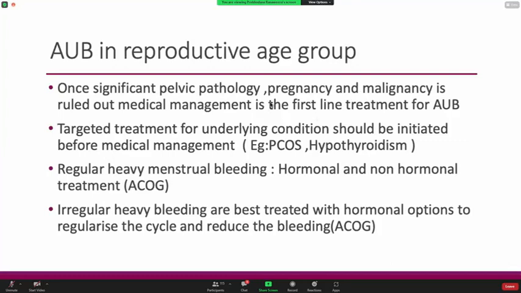Reproductive age group is different, right? It's very common also. So you have to rule out any pelvic pathology, pregnancy, and malignancy. If these are excluded, you use tranexamic acid, mefenamic acid, contraceptive pills, right? And if you find an underlying cause like hypothyroidism or polycystic ovaries, you treat that, right? And you can try hormonal or non-hormonal methods for treatment, right?